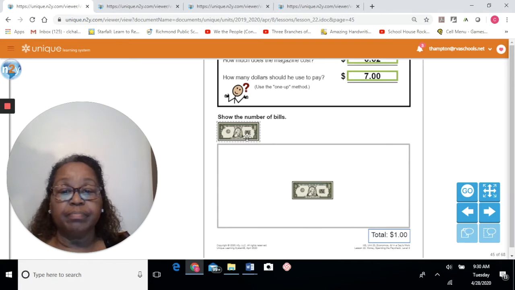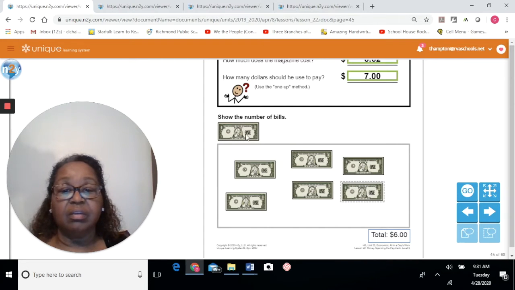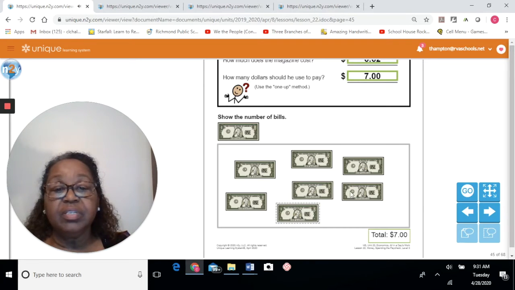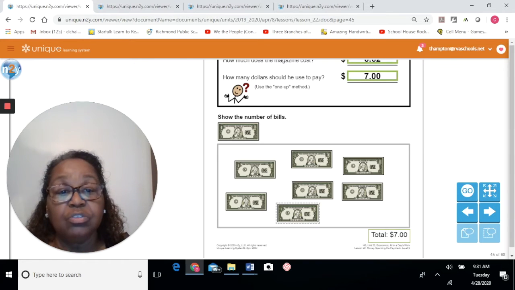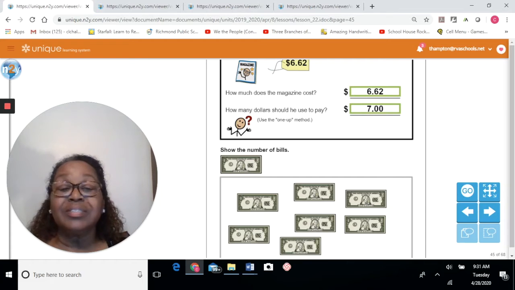1, 2, 3, 4, 5, 6, 7. Okay. We have $7 that we're going to give to the cashier. The value was $6.62, but we're going to go one up and give the cashier $7. The cashier will give us back change. Let's do another problem.